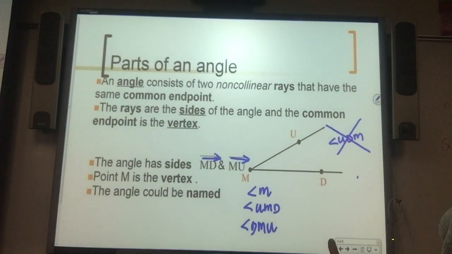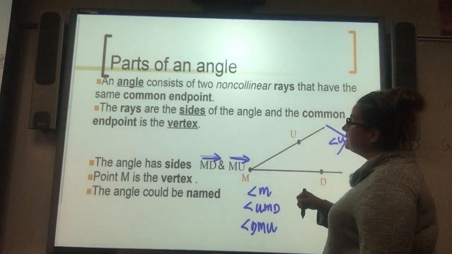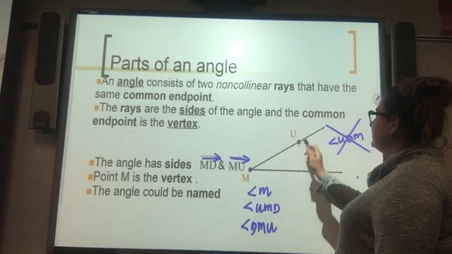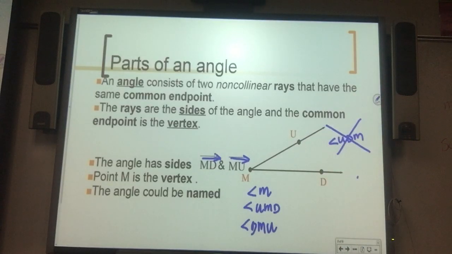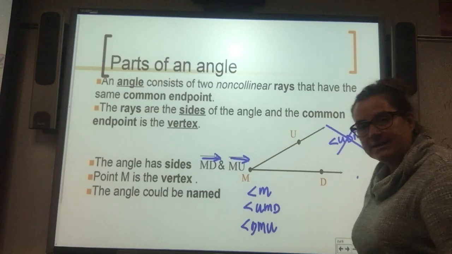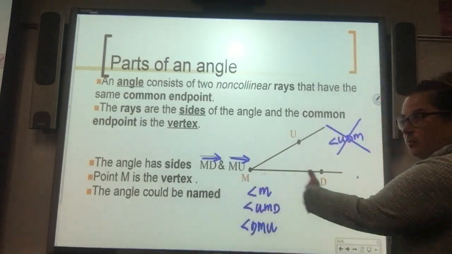So these are the parts of an angle. It's two non-collinear rays, common endpoint, the sides are rays, and the endpoint is a vertex. As always, pause the video as you're going through if you need more time to write down.